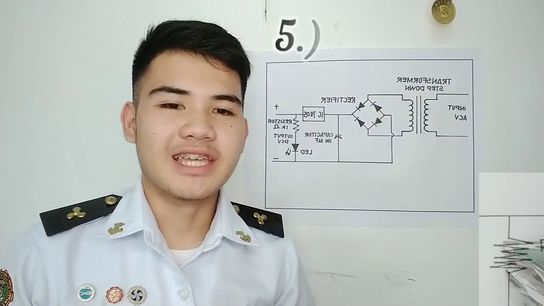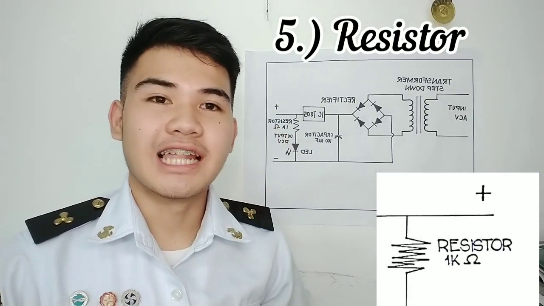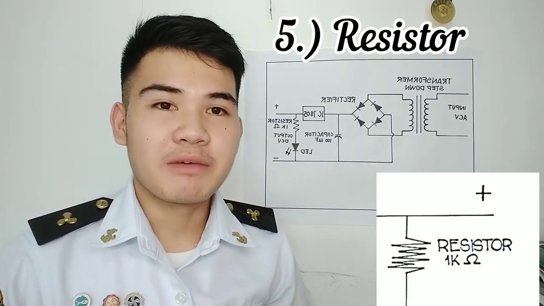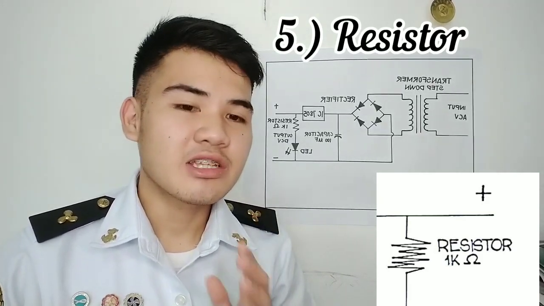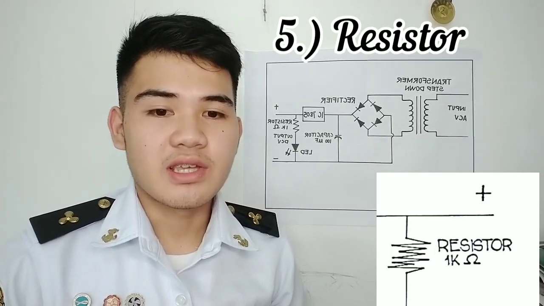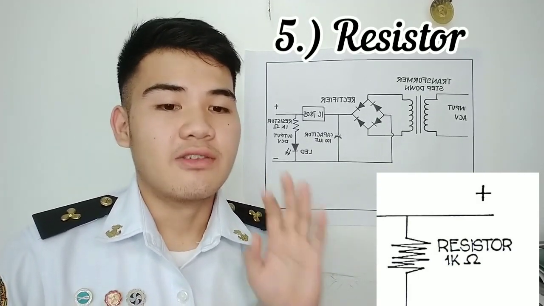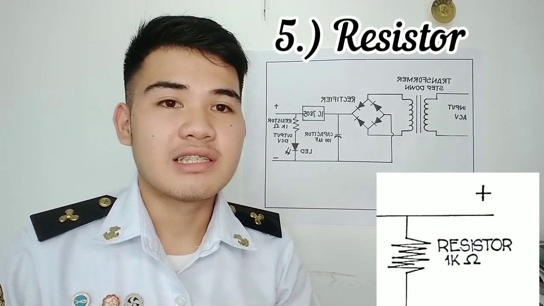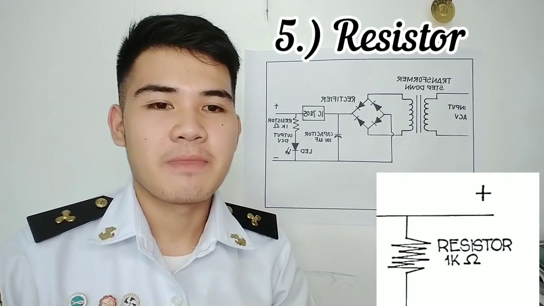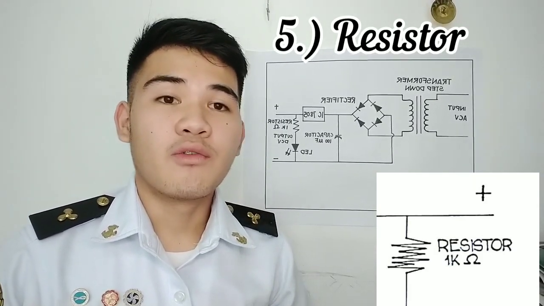The fifth component is the resistor. A resistor is a passive 2-terminal electrical component that implements electrical resistance as a circuit element. In electronic circuits, resistors are used to reduce the current flow, adjust the signal levels, divide voltages, bias active elements, and terminate transmission lines. A resistor works by restricting the flow of current.